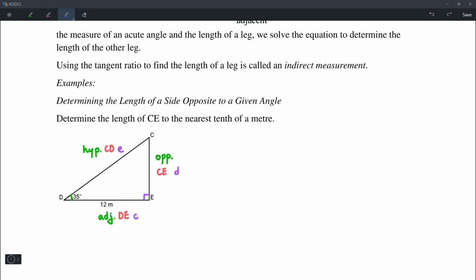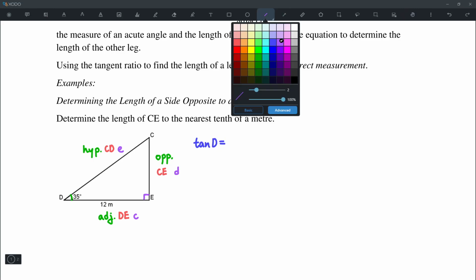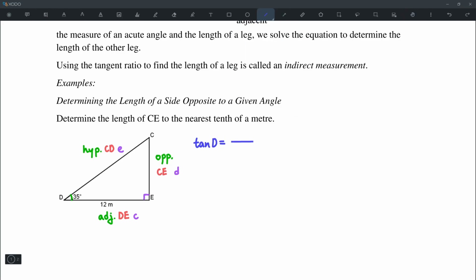So to set up our tangent ratio, we have tangent D, the given angle, is equal to its opposite side over the adjacent side. And we know the measure of angle D is 35 degrees. The length of the opposite side is not known to us right now. So that is just the letter d. And the adjacent side has length 12.